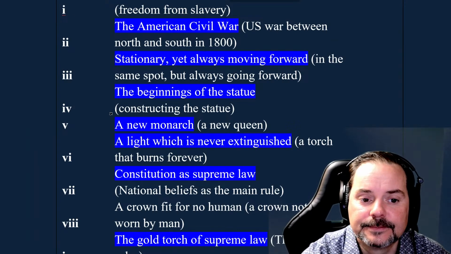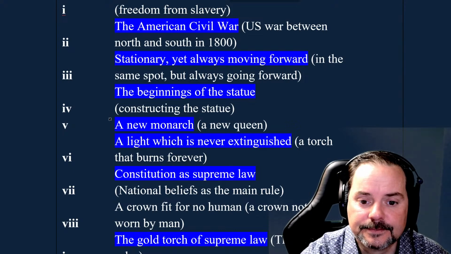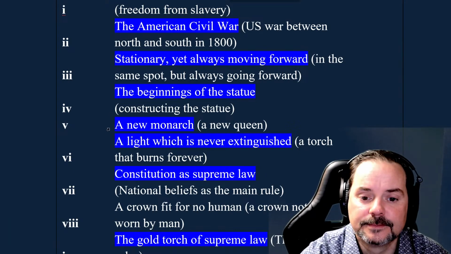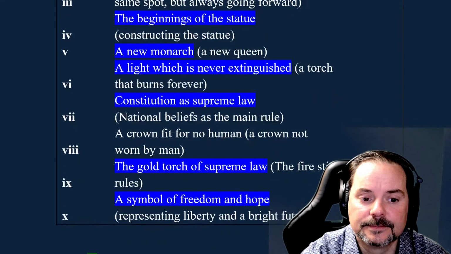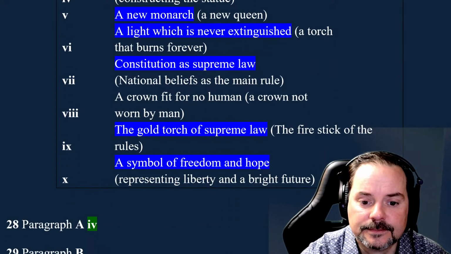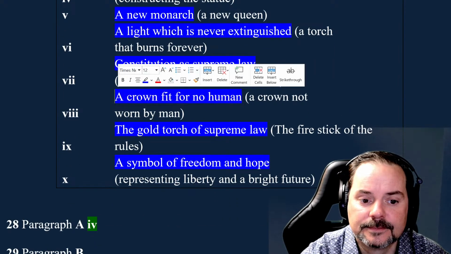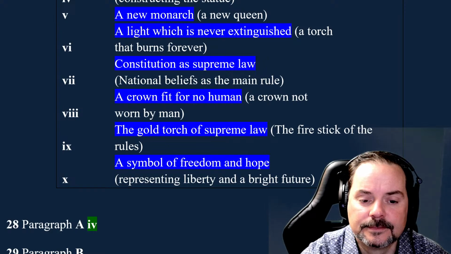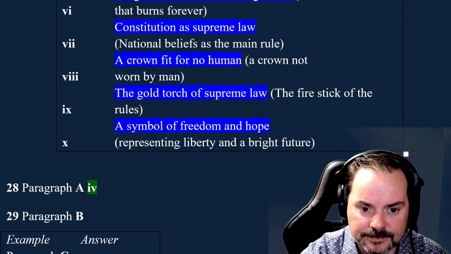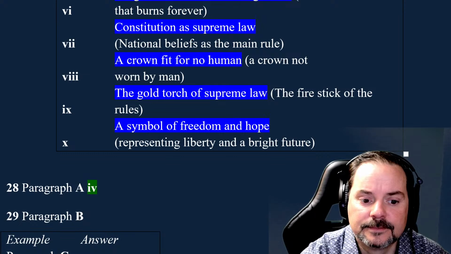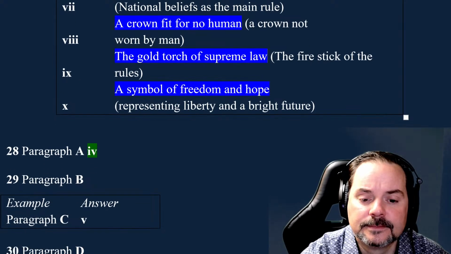The American Civil War, it is not stationary, it is always moving forward. No, it is not. The beginning of the statue, no, it is not. A new monarch, no, it is not. A light which never extinguished, no. Constitution as a supreme law, no. The gold torch of supreme law, no. A symbol of freedom and hope, maybe.